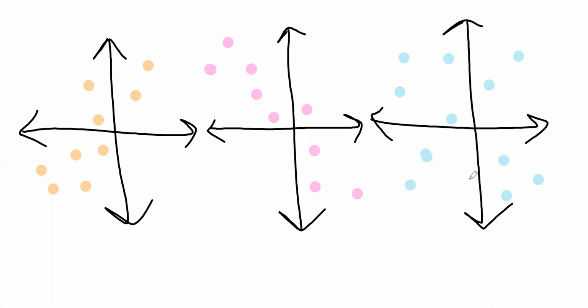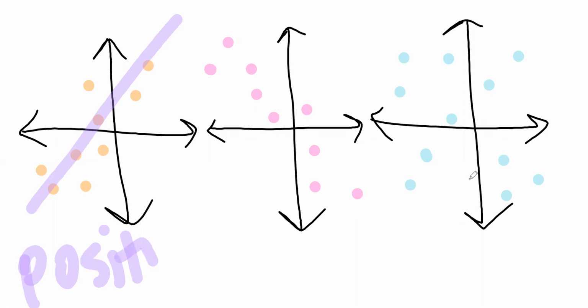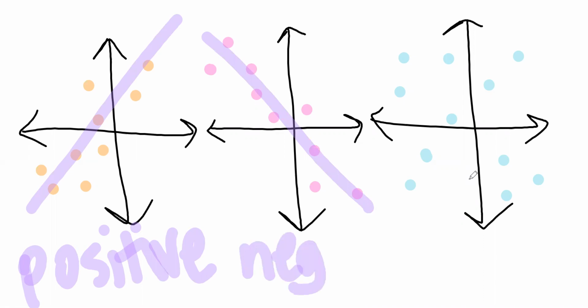Either it has a positive trend, where it tends to go up as you go to the right. There's a negative trend, where it's tending to go down as you go to the right. Or there's this last one, which is that there's really no correlation, right? It's not going positive or negative at all.